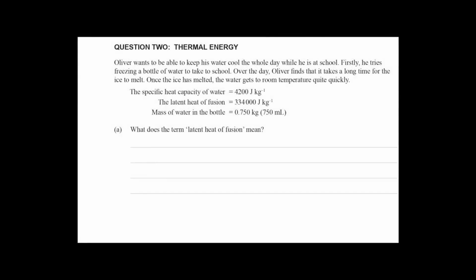So let's get to thermal energy. Oliver wants to keep his water cool the whole day while he's at school. Why he needs to do that is beyond me.